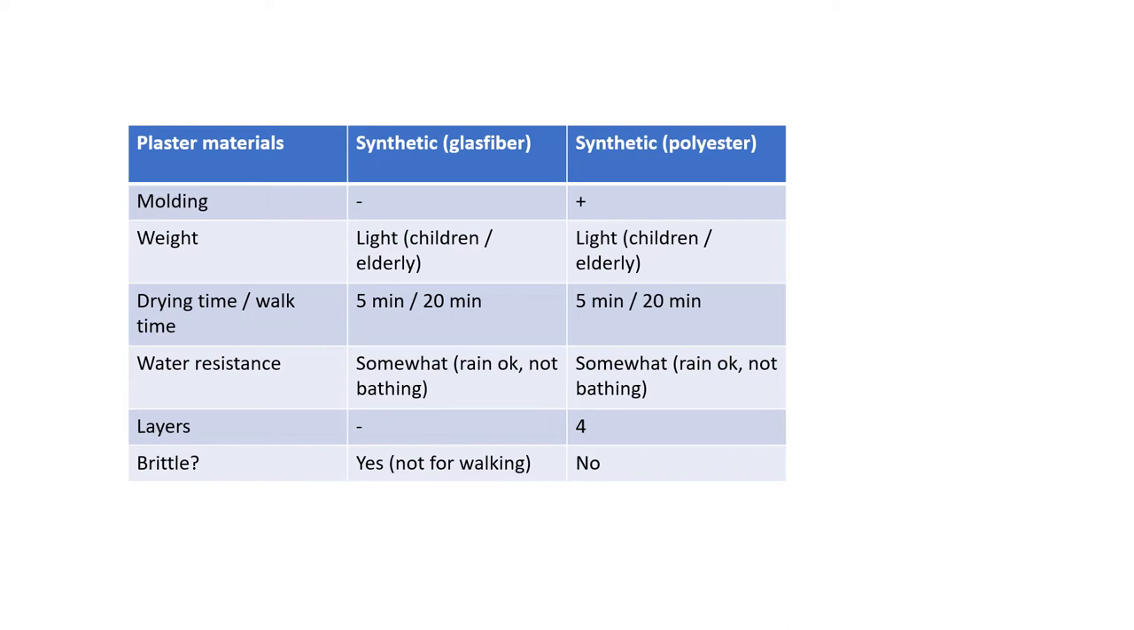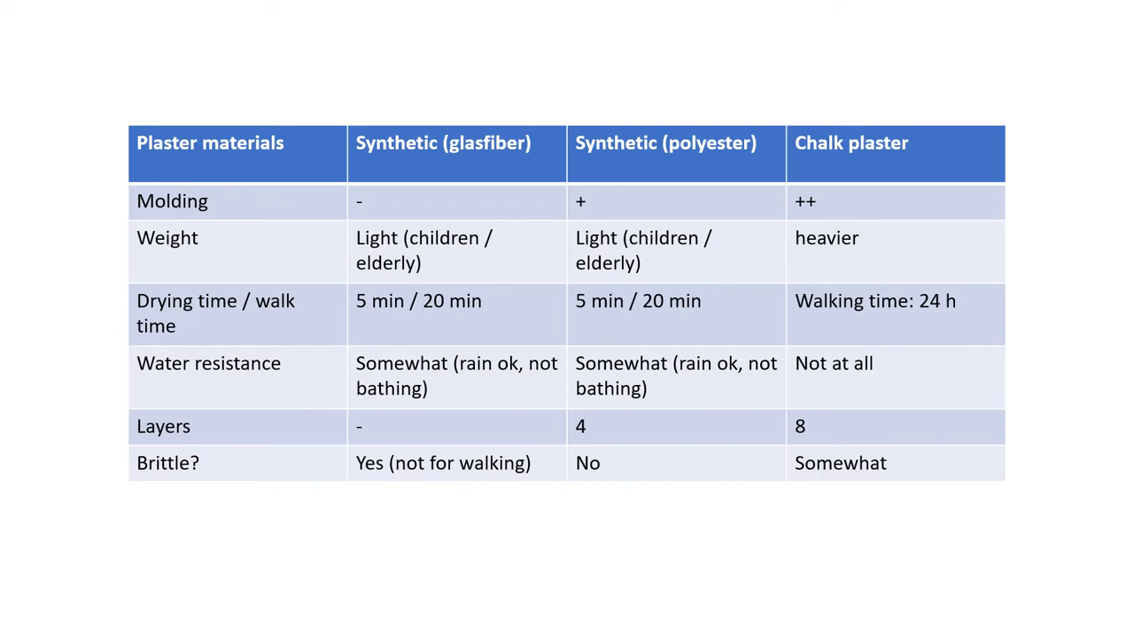Okay. So you have different plaster materials. You have your synthetic plaster materials, and you have the one that will come here, which is the chalk. So there are different features for these. If you just take the synthetic ones first, the glass fiber one, you cannot mold. This one you can mold, and the chalk one you can mold a lot.